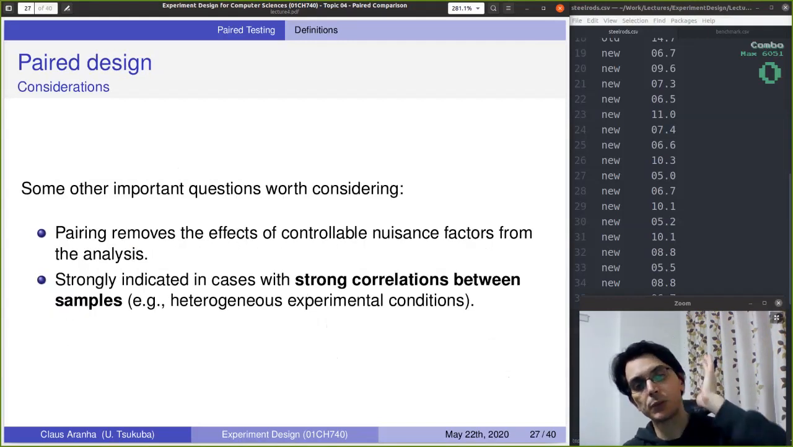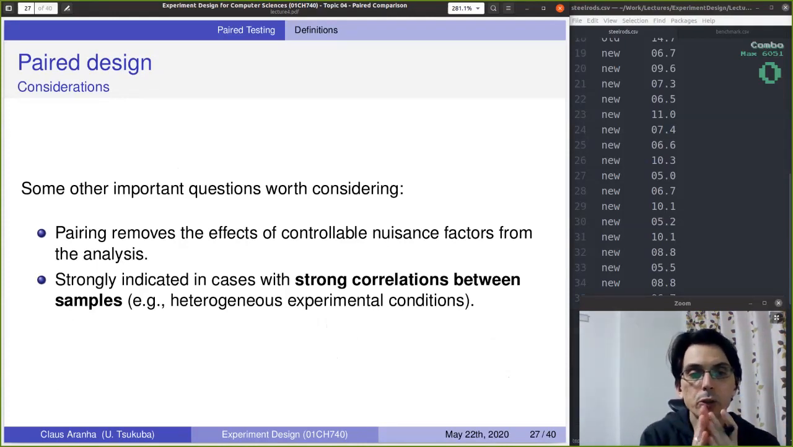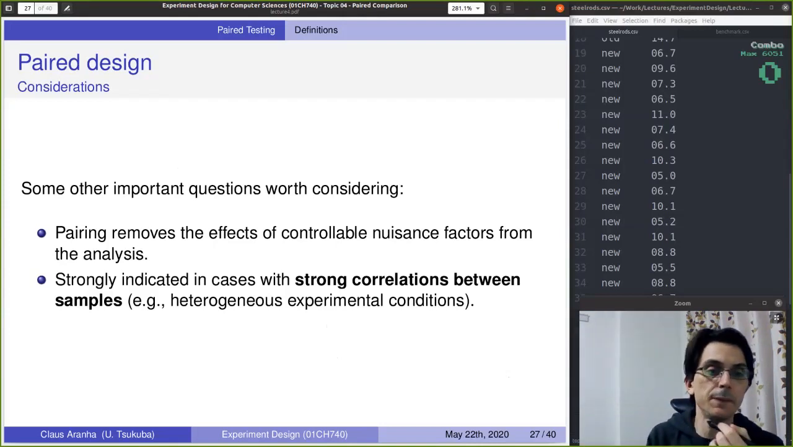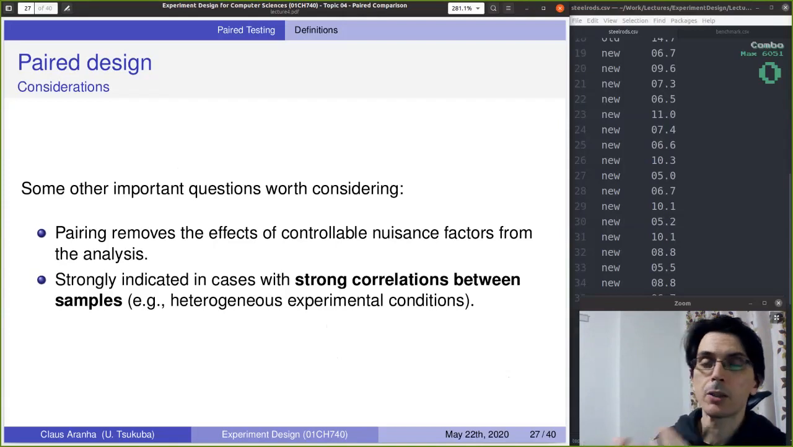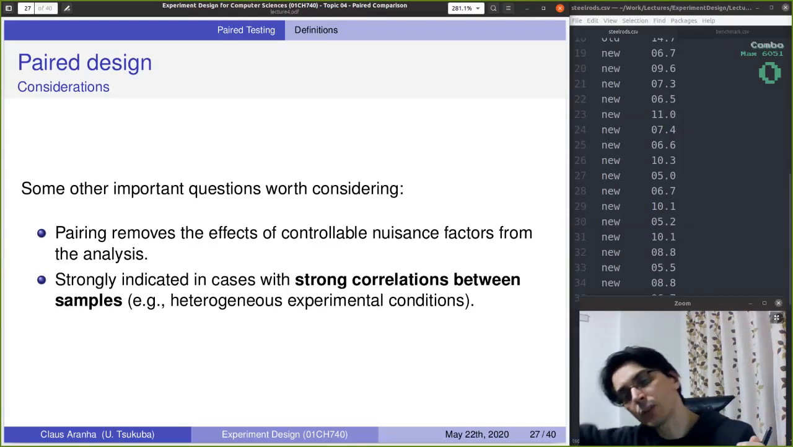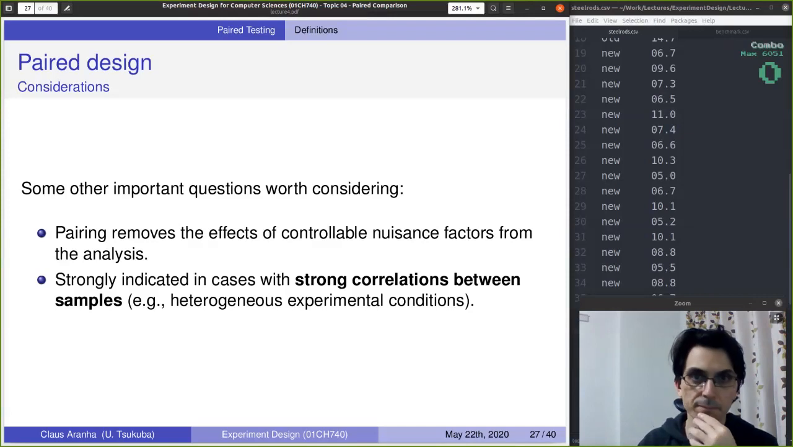So a few more things that we have to consider when we do a paired test. When we do this pairing, what we're doing is that we're removing the effects of controllable noisy factors. So here we are pairing on the problems. If we go back to the soccer example, we can pair on the kids, so that we remove the influence of the different kids on the weight of the soccer ball. Another example, let's say that we are going to test gasoline. We produce a new gasoline and we want to see if it's better for cars. Of course, the efficiency of the gasoline depends a lot on the car, because some cars are more efficient, some cars are less efficient. So we want to make a pairing on the car to remove the effect of the differences of the car in your testing, okay?